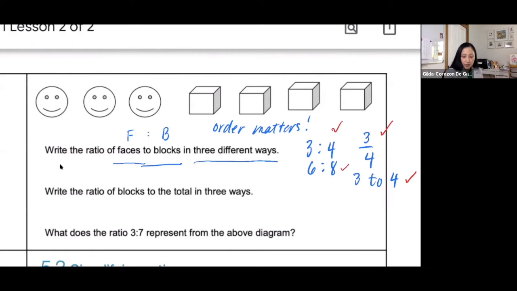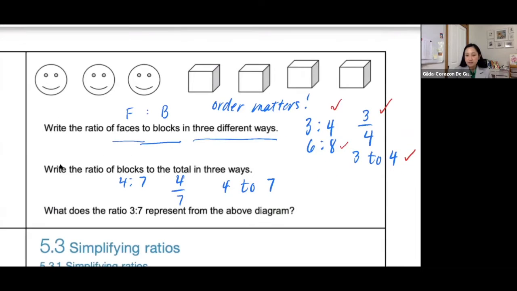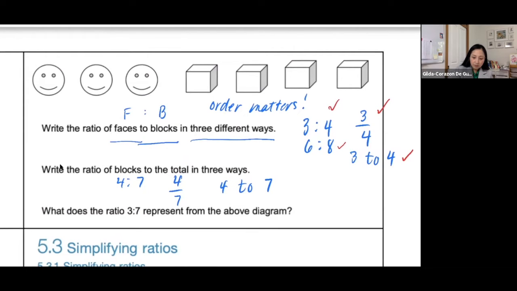Write the ratio of blocks to the total in 3 different ways. 4 to 7, and similarly we can write it down as 4 on 7, or as a fraction, or in written form you say 4 to 7. Okay, what does the ratio 3 to 7 represent from the above diagram? Right, so that would be the ratio of faces to the total. Well done. I don't think you need me here anymore. Okay, so that's all spot on.